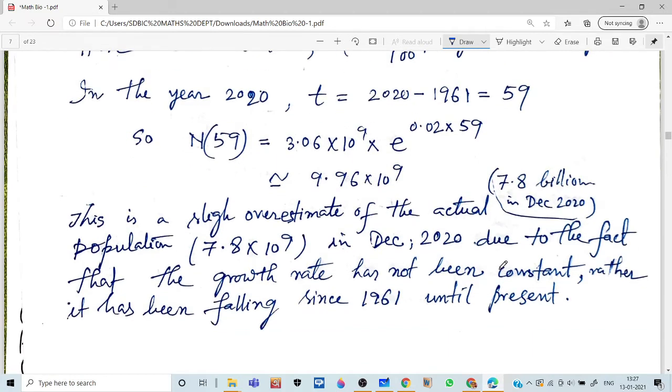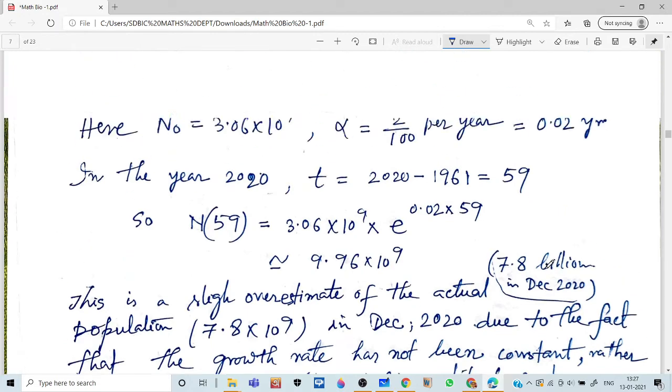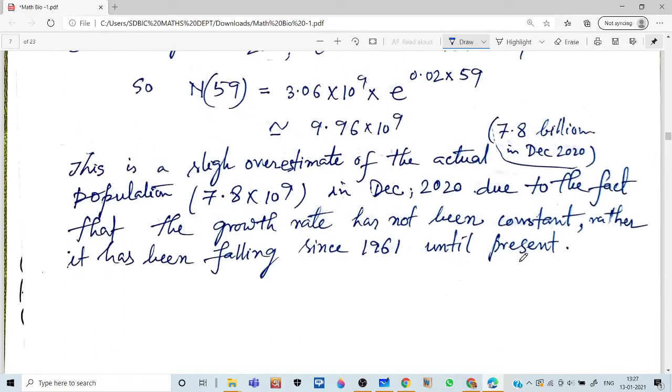This is due to the fact that the growth rate has not been constant. Here we assume the growth rate is constant, but actually in the real field the growth rate is not constant. Rather, it has been falling since 1961 until the present. So it is one of the defects of this Malthus model. The growth rate is assumed constant, but in the real field it is not always constant. So by this model we estimate the population in 2020 as 9.96 billion, but actually it is 7.8 billion.